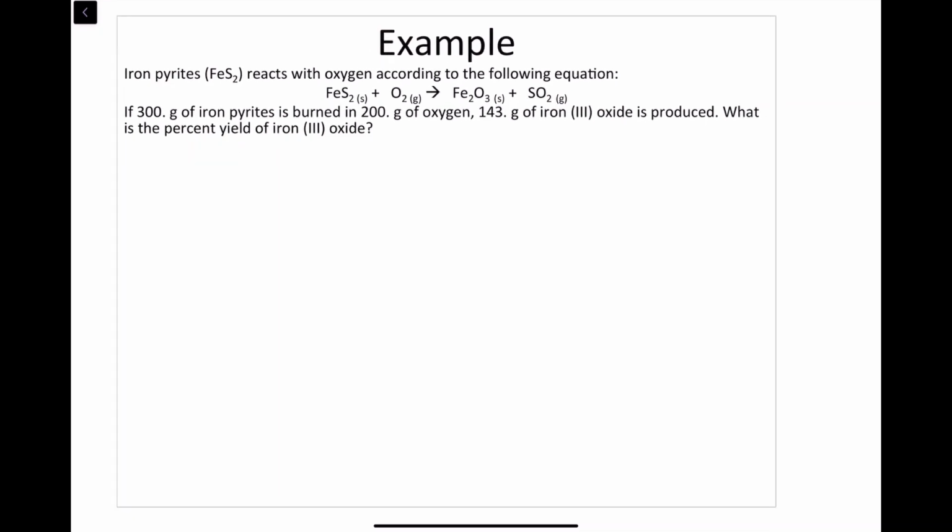So iron pyrites reacts with oxygen in this particular equation, and our starting reactants, we had 300 grams of iron pyrites, and we had 200 grams of oxygen. Now notice they also give us another number, 143 grams of iron(III) oxide is produced. Okay, there's a key word there, produced. So this 143 of iron oxide, which is a product, you can see it right there, is probably going to be our actual yield. So this is two things. Number one, we have this, so we can calculate our percent yield.